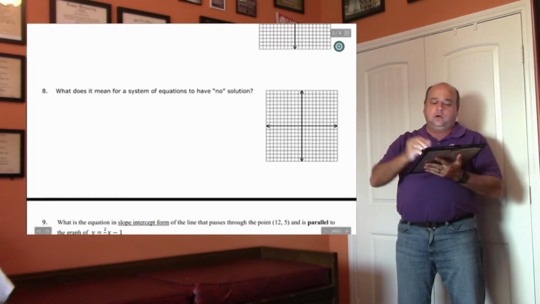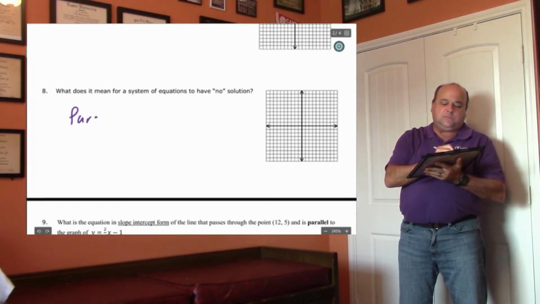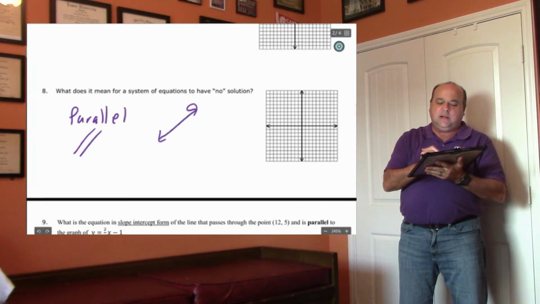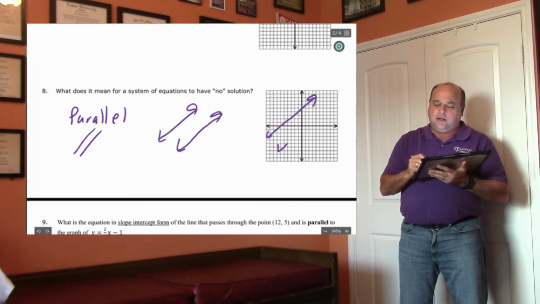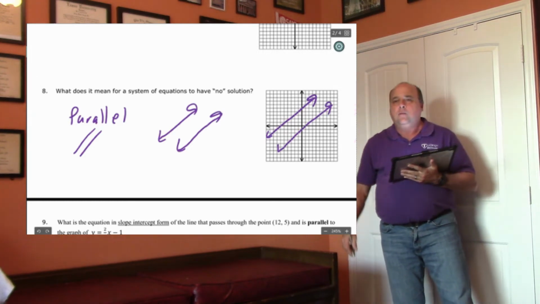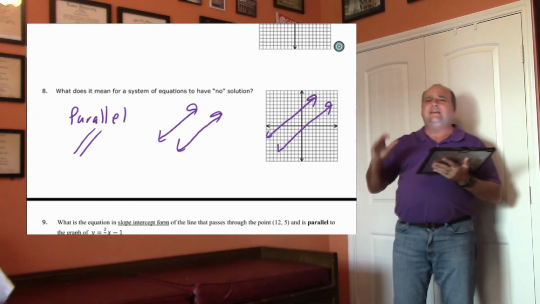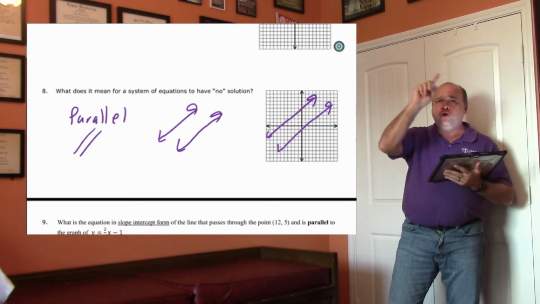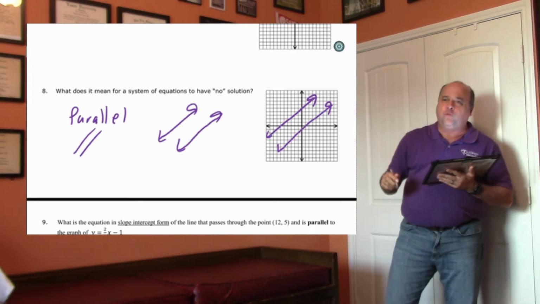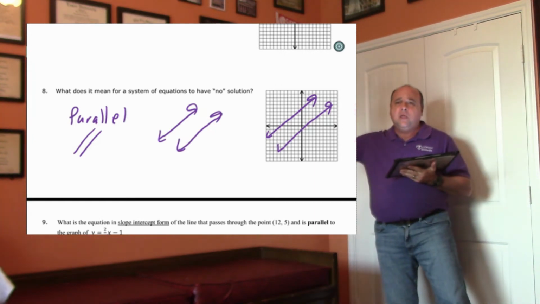What about no solution? If it has no solution, it's parallel. And remember, the symbol for parallel is this. Basically, it's 2 lines that never cross. So just draw 2 lines like this that look parallel. Since they don't cross, they will have no solution. There is no ordered pair you could put in either line that will make both work. That's basically what you're saying.